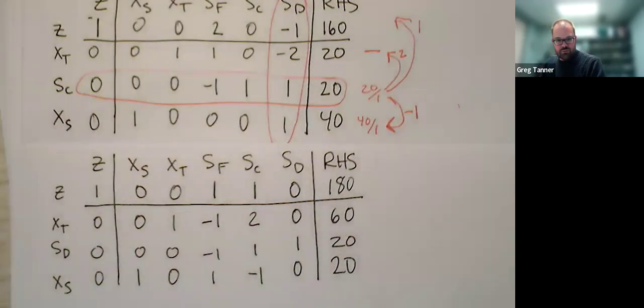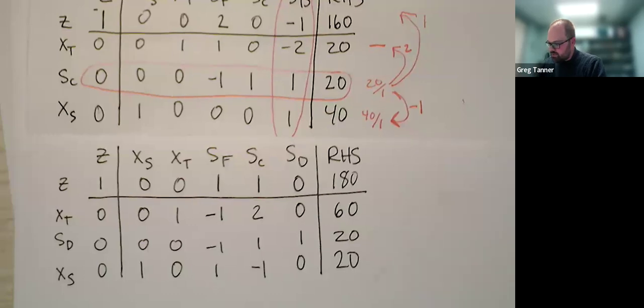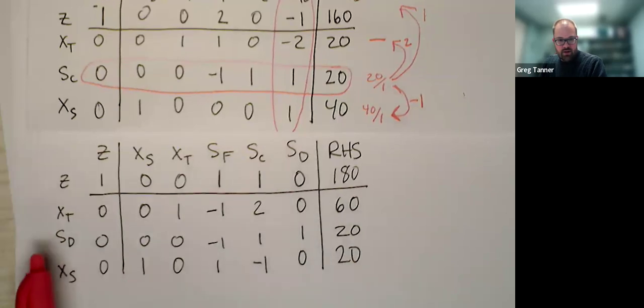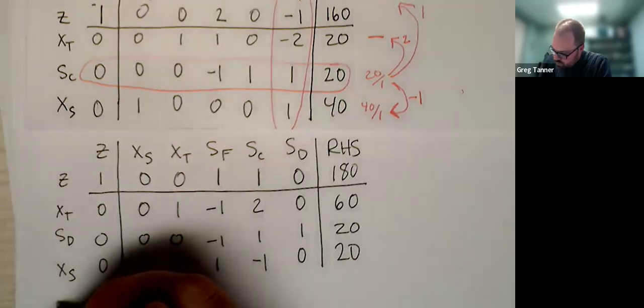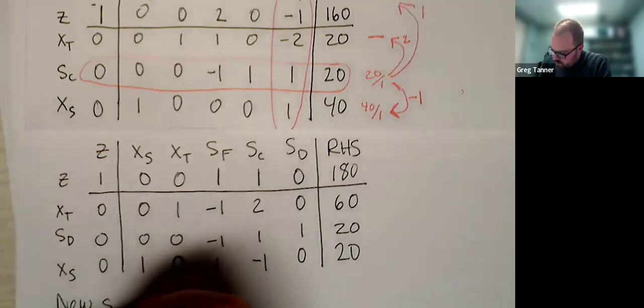Okay, so we finished pivoting there. We now have our standard basis vectors here, here, here, and here. Okay, and now we can read off our new solution. So our new solution.